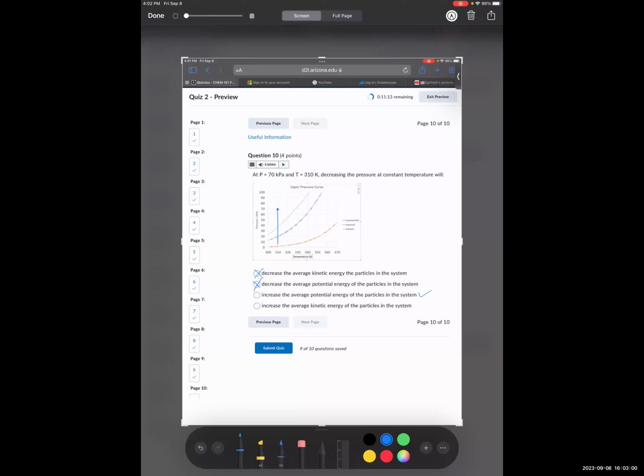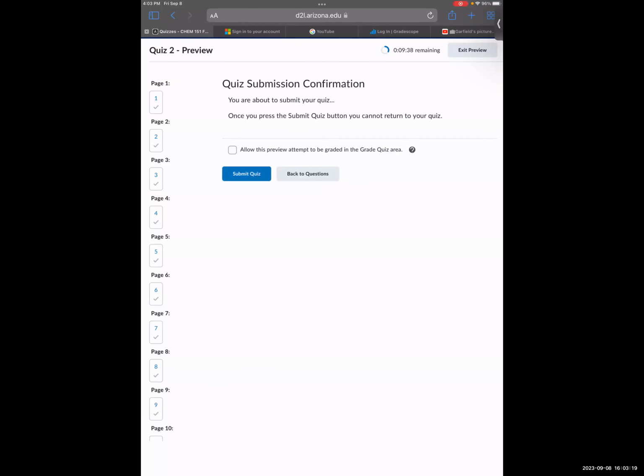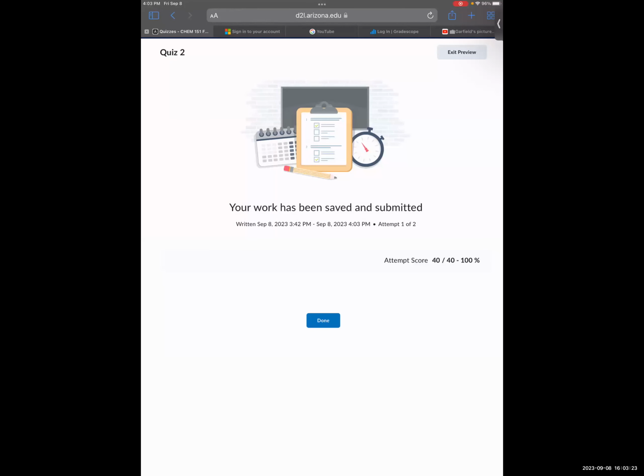And the last one, increase the average kinetic energy? No, you are not changing the kinetic energy at all. So the correct answer is option C: you are increasing the average potential energy per particle. Let's select that and then submit the quiz. All right, that's how we do it. This is the way. I'll see you in class. Bye, everybody.